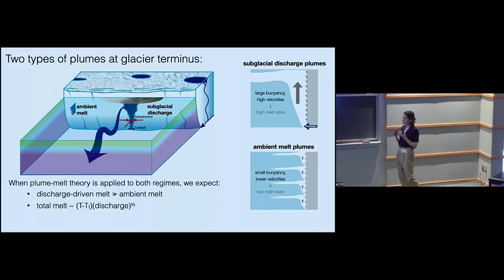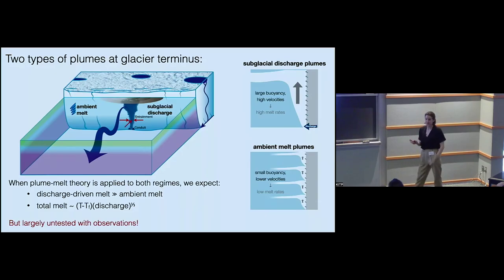And so when you apply this standard plume melt theory, coupled together to estimate melt across the whole terminus, as most studies do, you get expectations that permeate the literature. One is that discharge-driven melt is assumed to be much larger than ambient melt, just because of these much higher velocities creating high melt rates. And when you apply this across the whole terminus, you typically find that the total melt scales with the thermal forcing and the discharge to the 1/3 power. That's what I started with, and it underlies a lot of studies. But as I've said a couple of times now, this is all basically untested with observations until the past few years.